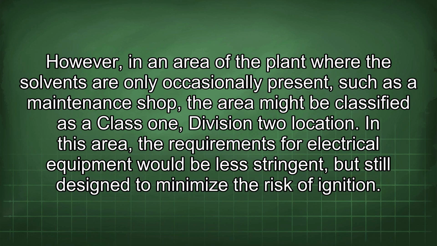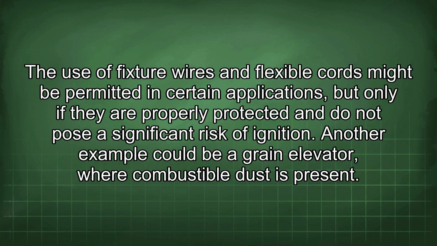However, in an area of the plant where the solvents are only occasionally present, such as a maintenance shop, the area might be classified as a Class 1, Division 2 location. In this area, the requirements for electrical equipment would be less stringent, but still designed to minimize the risk of ignition. The use of fixture wires and flexible cords might be permitted in certain applications, but only if they are properly protected and do not pose a significant risk of ignition.